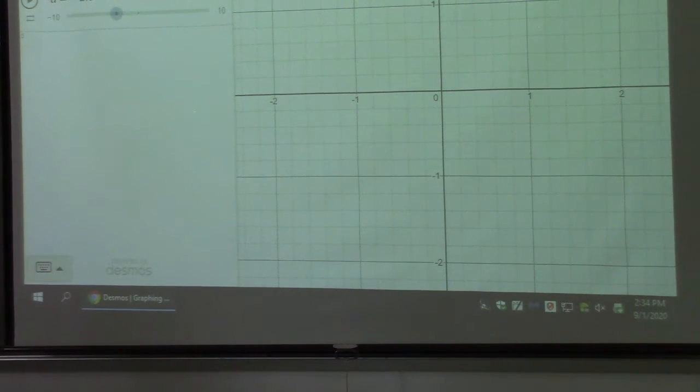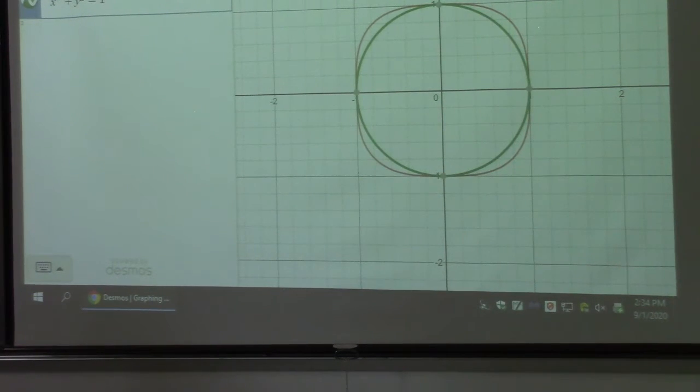So absolute value is just the vertical pipe symbol. So there's x cubed plus y cubed equal to 1. I'm going to get rid of this thing. You can do more than one at a time too. Like here's the unit circle. Check that out, right?